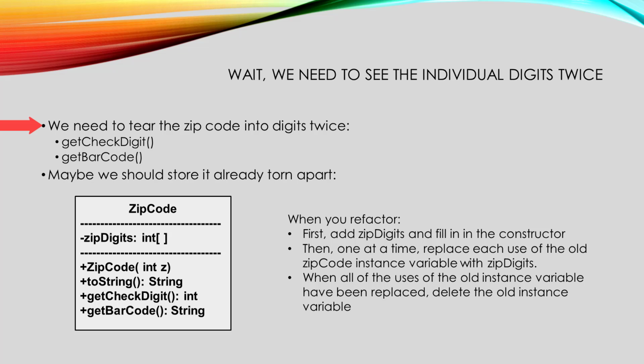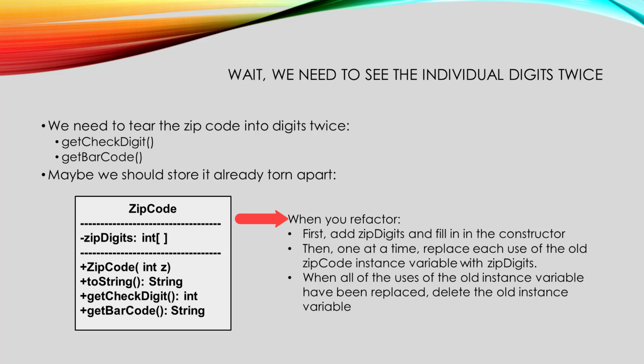But wait, that's going to require that you look at the individual digits of the zip code too. That's a clue that we've stored the zip code the wrong way. Instead of storing it as an int, we should tear it apart in the constructor and store the digits as an array of integers. That way, you can tear the zip code into digits just once and use the array in getCheckDigit and when you're building the barcode. The lab will lead you through making this refactoring.